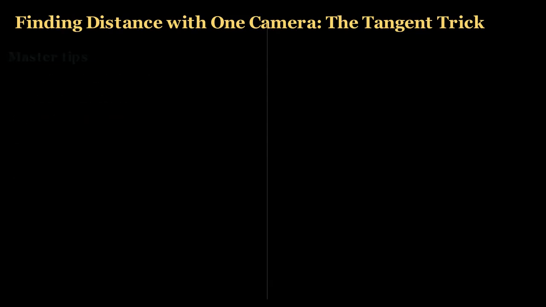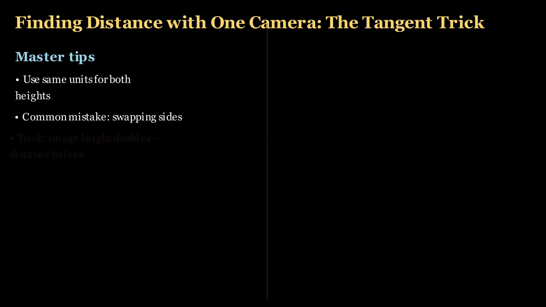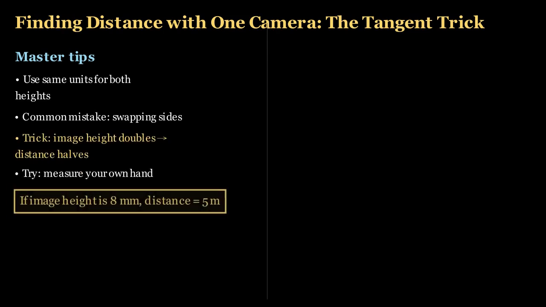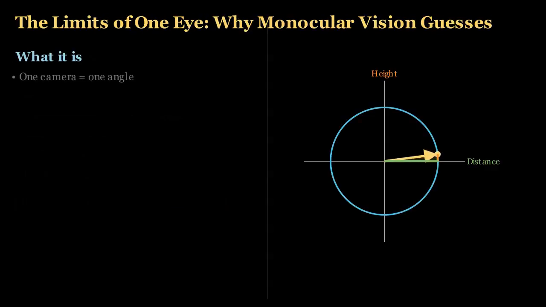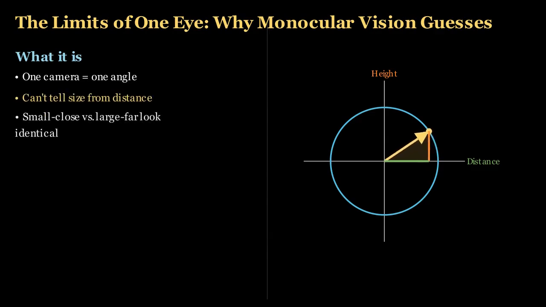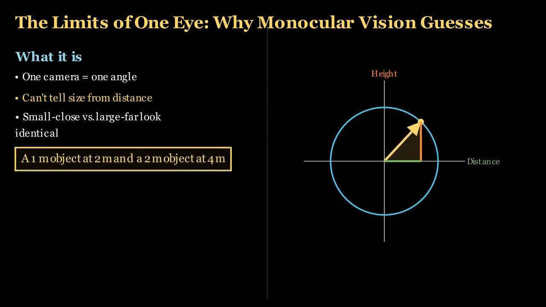Always check that real height and image height are in the same units, like both in millimeters. The most common mistake is putting image height on top instead of real height. Remember, the bigger object goes with the bigger distance. A handy trick: a single camera only measures the angle an object takes up. It can't tell if that angle comes from a small thing nearby or a huge thing far away. Both produce the exact same image on the sensor.